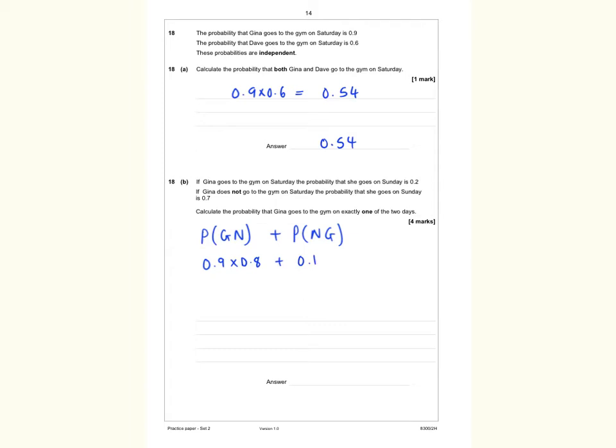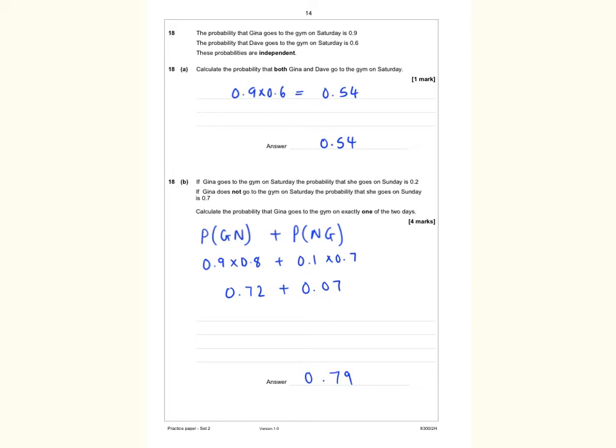And if Gina does not go to the gym on Saturday, the probability that she goes on Sunday is 0.7. So not going and then going, so it's going to be times it by 0.7. Okay, and then we're just going to work that out. So this is going to be 0.72, add 0.07, and when you add that up, it's going to be 0.79.